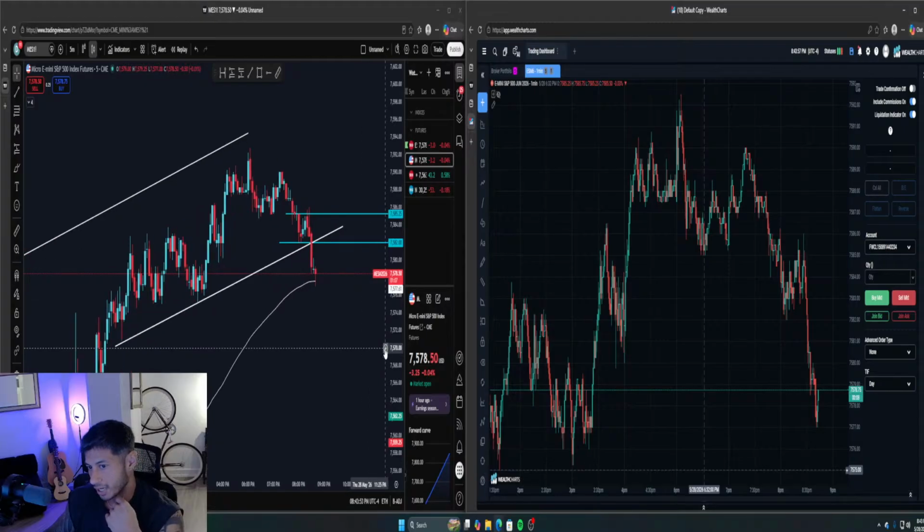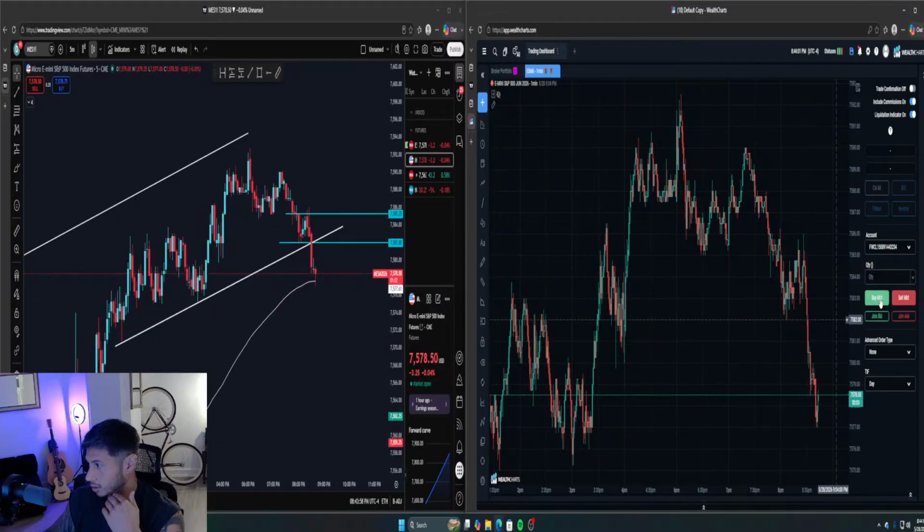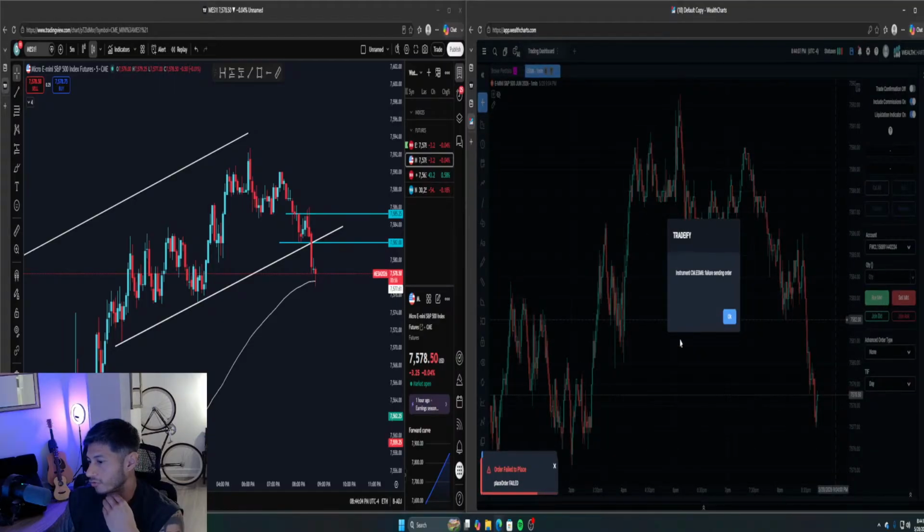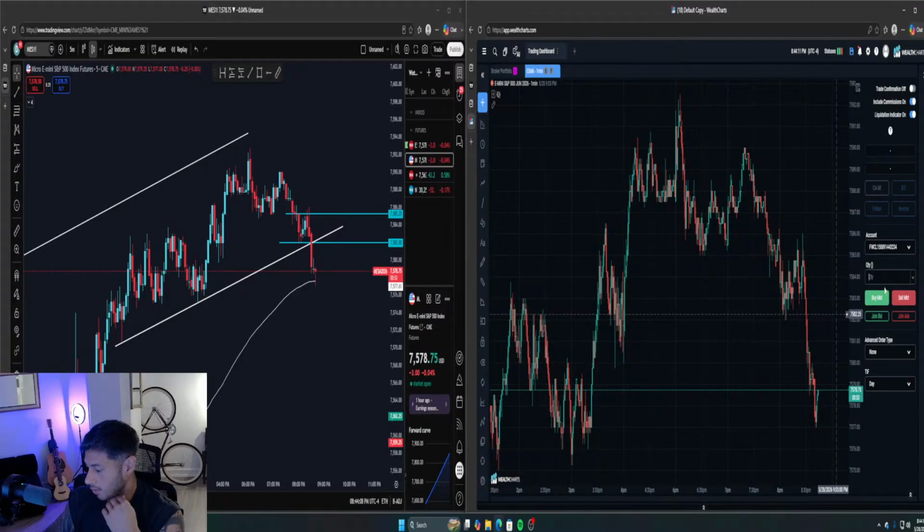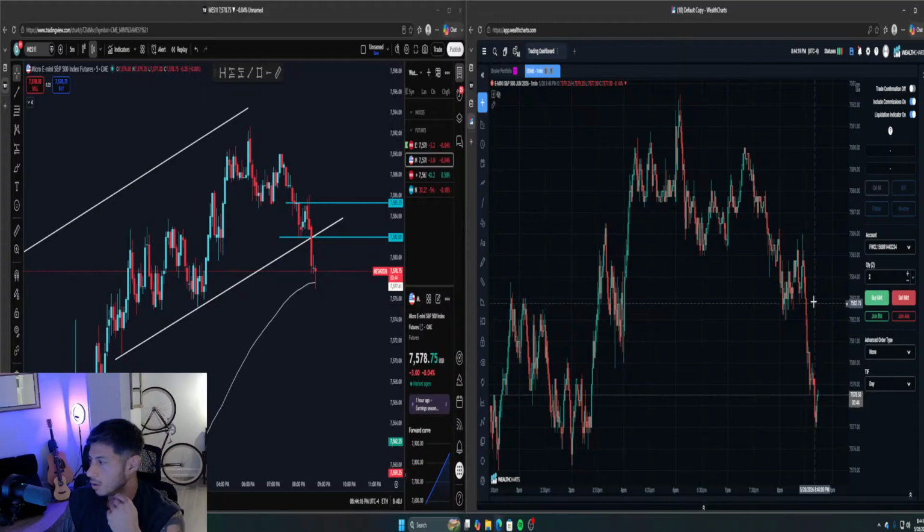And if it goes below that 5 minute EMA, then I'll close out. Or if it goes back to the opening range and down there, and then I'm going in right now. Order failed. What do you mean order failed? If it goes below the 5 minute EMA, I'll get out. But if it keeps going up from here, then there we go.